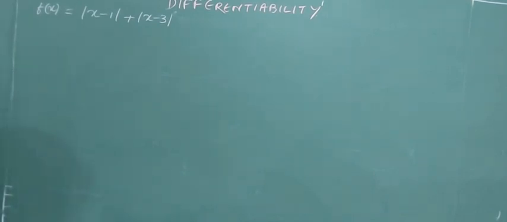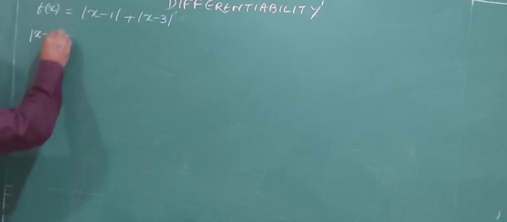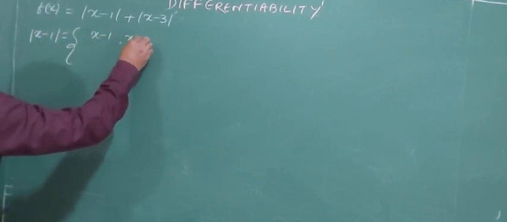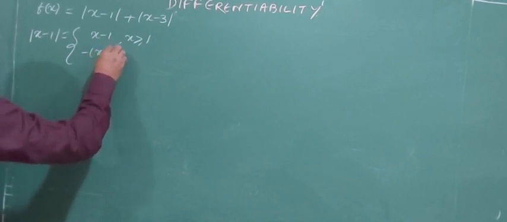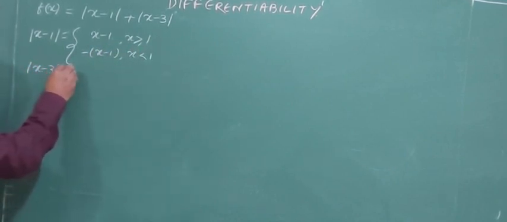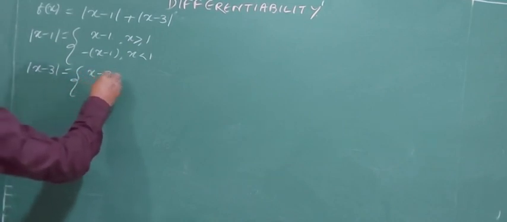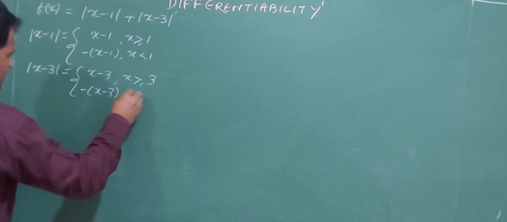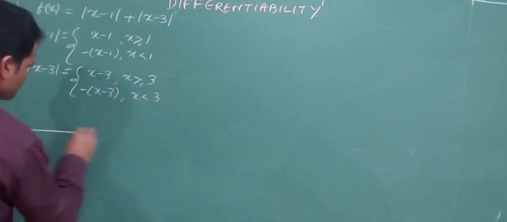Modulus x minus 1, modulus x minus 3. Okay, there are two modulus. Mod x minus 1 is x minus 1 when x is greater than or equal to 1, and minus x minus 1 when x is less than 1. Mod x minus 3 is x minus 3 when x is greater than or equal to 3, and minus x minus 3 when x is less than 3. Go to the number line.